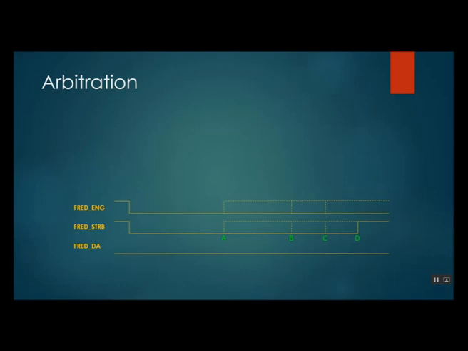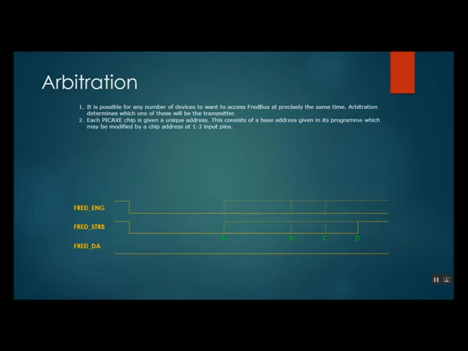Next, we'll look at the arbitration process. We'll start with a quick reminder of why we need it. It's impossible to prevent multiple PICAXE devices accessing FredBus at the same time. The protocol has to be able to handle this. And the purpose of arbitration is to determine which of the devices that want to access the bus will be the transmitter. Only one is permitted.